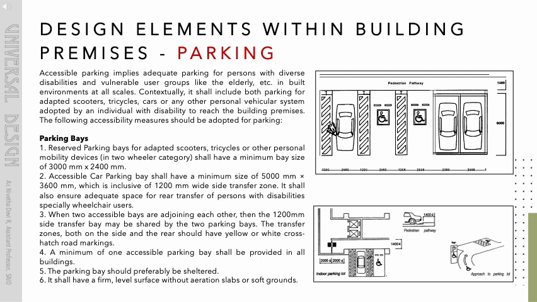2. Accessible car parking bay shall have a minimum size of 5000 mm by 3600 mm, which is inclusive of a 1200 mm wide side transfer zone. It shall also ensure adequate space for rear transfer of persons with disabilities, especially wheelchair users. 3. When two accessible bays are adjoining each other, then the 1200 mm side transfer bay may be shared by the two parking bays. The transfer zones, both on the side and the rear, should have yellow or white cross-hatch road markings.